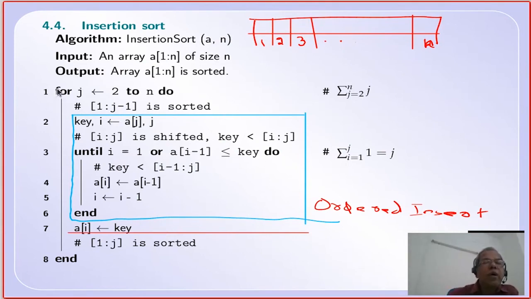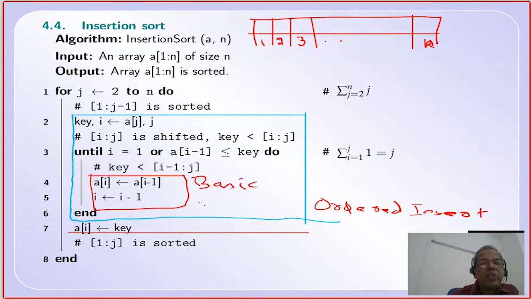There are two loops now. Line number 1 is the outer loop. Line number 3 is the inner loop. The inner loop is the same as before. This is iterated in the worst case j times, sum of 1 for i equal to 1 to j, which is equal to j. How many times is the outer loop executed? The outer loop is executed for j equal to 2 to n. Each time the outer loop is executed once, the inner loop is executed j times. And therefore, suppose I consider this as the basic operation.